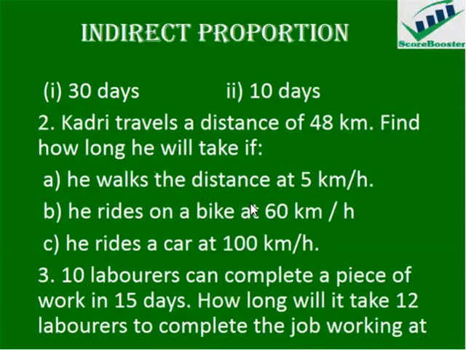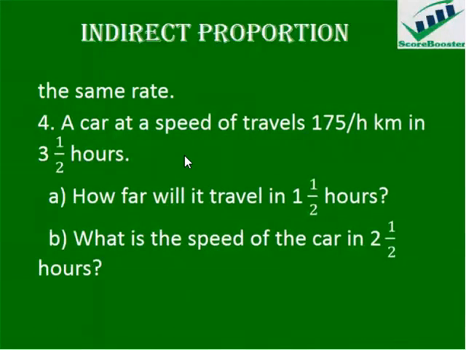This is the simplest of all questions. It's just thinking. Here we're told that 10 laborers can complete a piece of work in 15 days. How long will it take 12 laborers to complete the job working at the same rate? This is just like the third question of the example. So you just try. Then obtain the speed of the car if it travels in 1.5 hours, and the speed of the car if it travels in 2.5 hours.